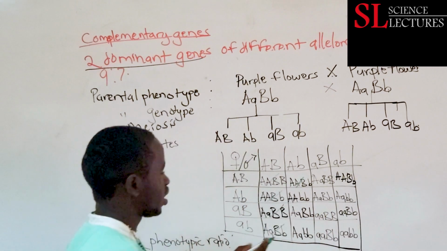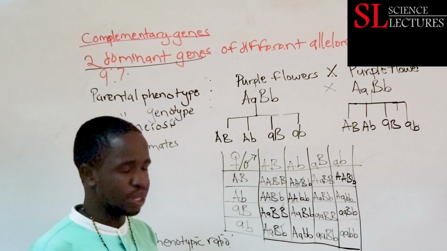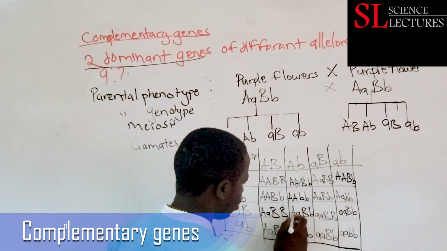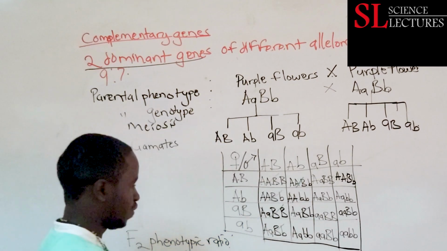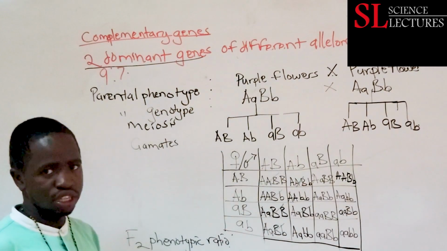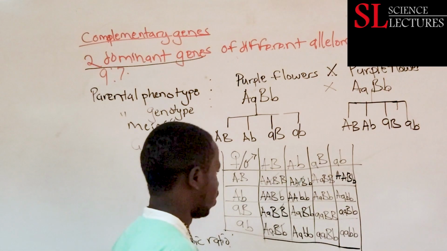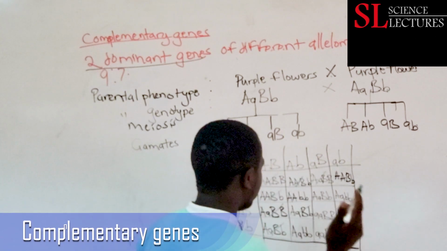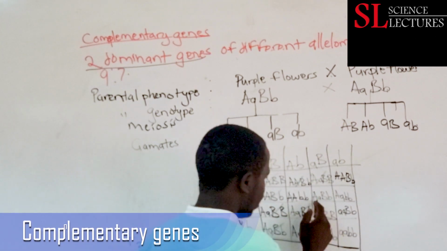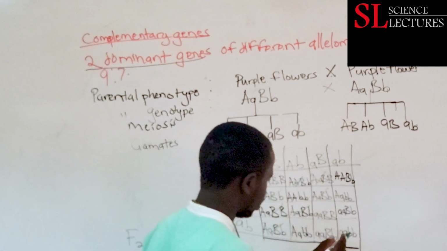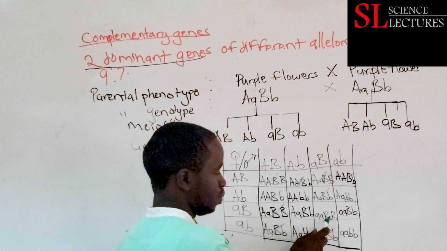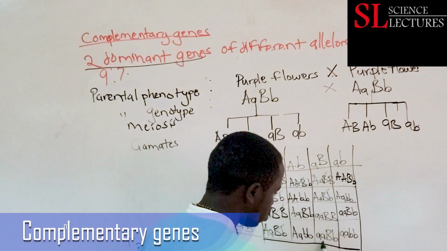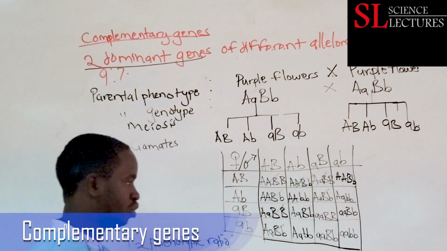Then now this one. So I have capital A, but I have recessive B. That is not a purple flower. Then this one is also purple because I have capital A and capital B. The same here. I have capital A, but I have B recessive. That is also not a purple flower. Then we are here. I have capital A and capital B. This one is recessive. Then this is purple. Then I have capital A, capital B. This one is also purple. Now I have small a, capital B. That is not a purple flower. I have small a, capital B. That is also not a purple flower.